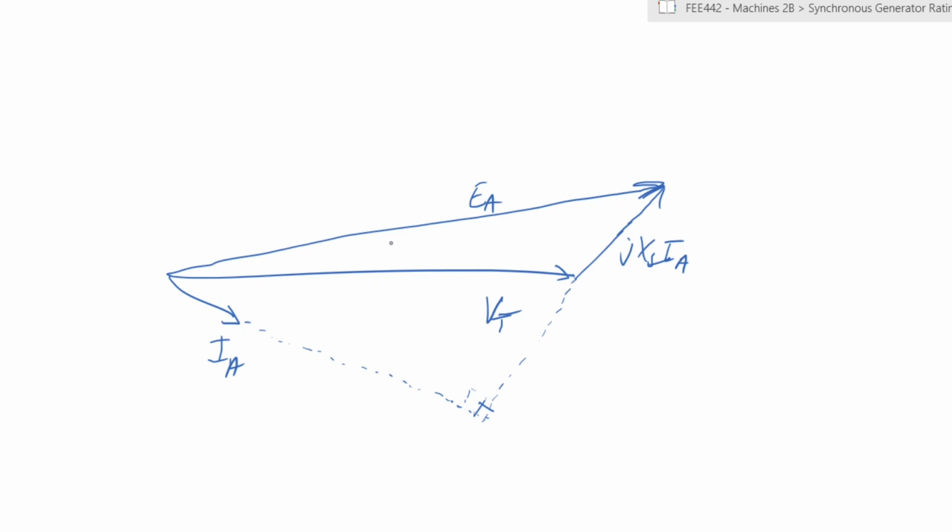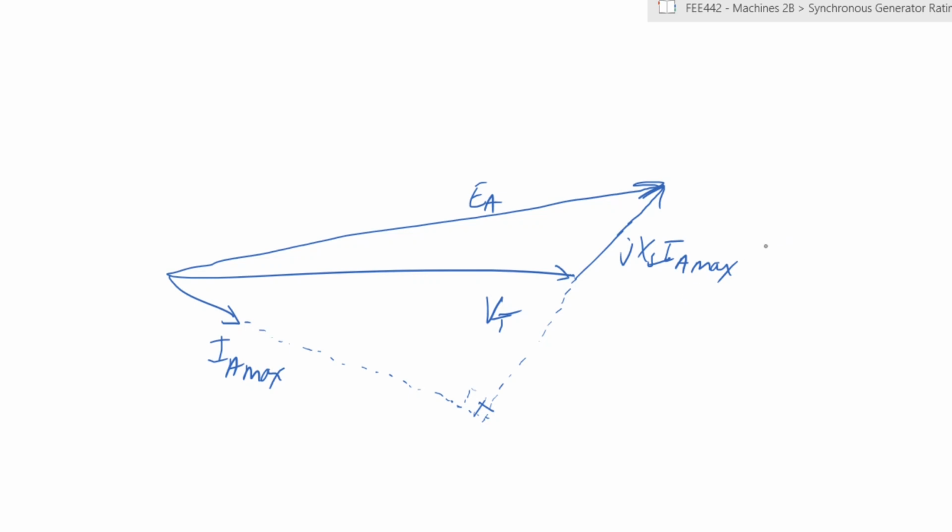So now the limits that you would have depend on various characteristics. First of all, let's say that you are supplying IA at a maximum value of that current. That IA maximum is the maximum current that the generator can actually supply, which means that this vector is the maximum vector that you can possibly have with regards to that generator.